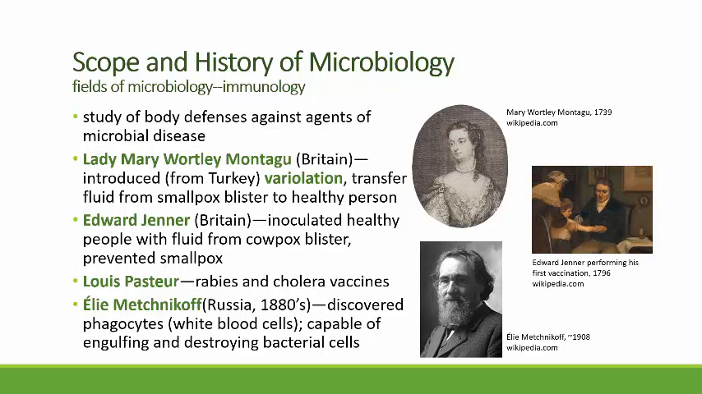he, as we've already talked about, was involved in developing rabies vaccines and also cholera vaccines against the disease cholera, a disease of the gastrointestinal system, which led to lots and lots of diarrhea and people dying of dehydration. And then last of all, for this conversation at least, we turn to Elie Metchnikoff. Metchnikoff was a Russian working in the late 1880s, and he was the first to discover white blood cells, the phagocytes that are in the body, and capable of engulfing and destroying, consuming bacterial cells.